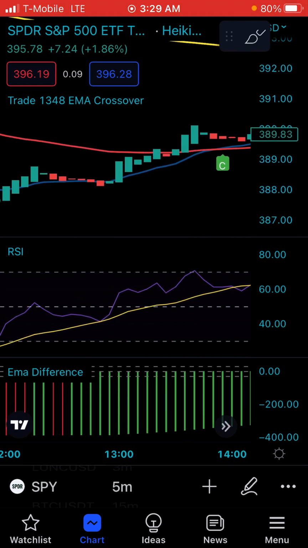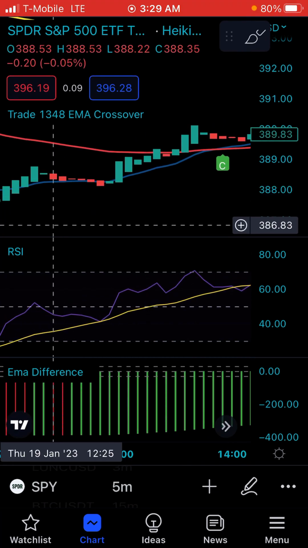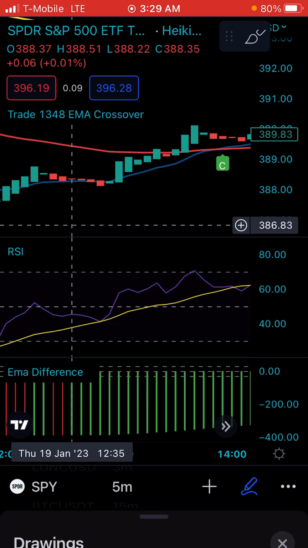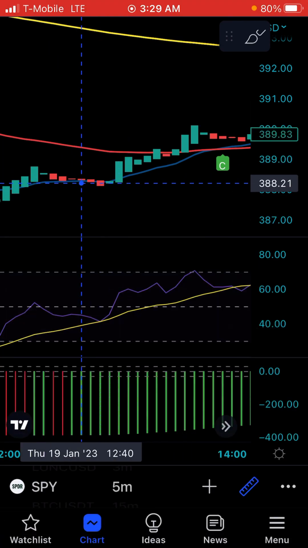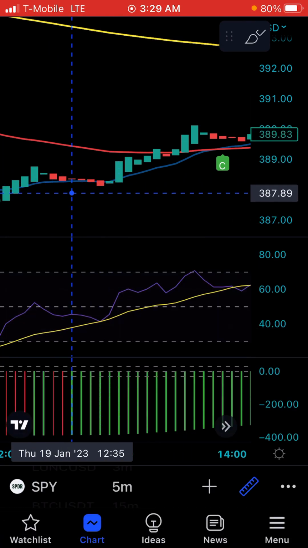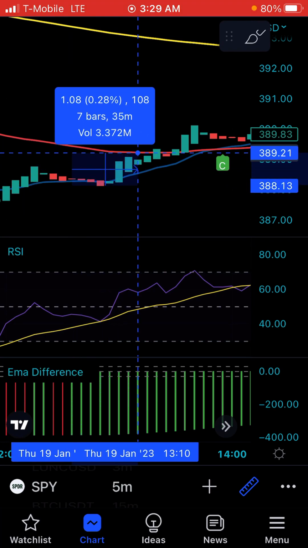Let's just do a couple other examples here. We see it go from red to green right here, and it catches it early on. So you can get in right about here, that's when it goes from red to green, and you can ride that out.